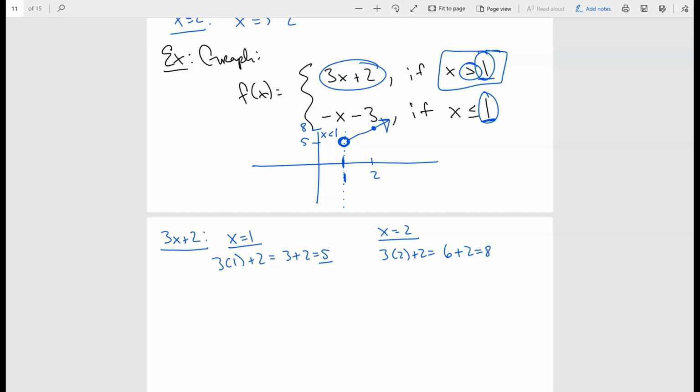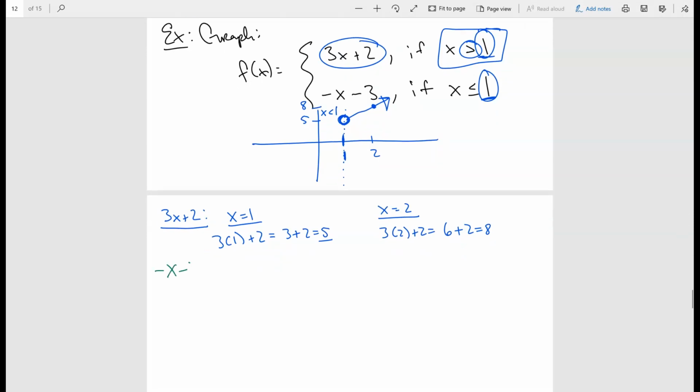Now let's look at the other one. At the other one, you have negative x minus 3. Let's first start off by plugging in the 1. So I have negative 1 minus 3. That's going to give me a negative 4. So when x was positive 1, I got a negative 4. Now this one was included because there's an equal sign there, so we're going to put a closed circle there.